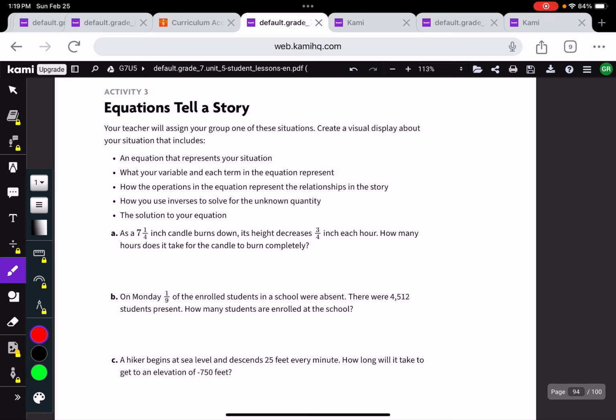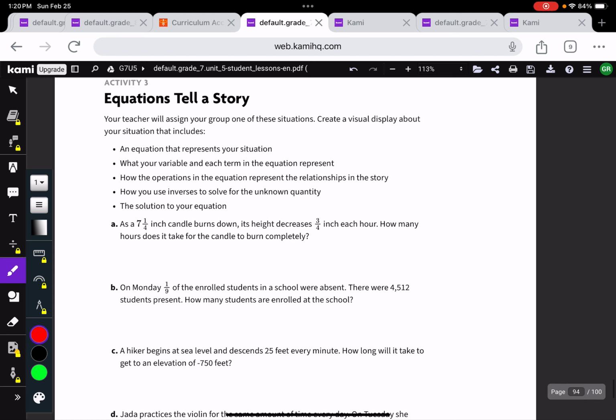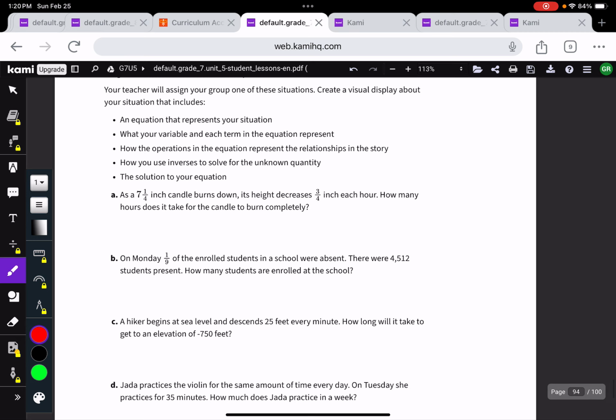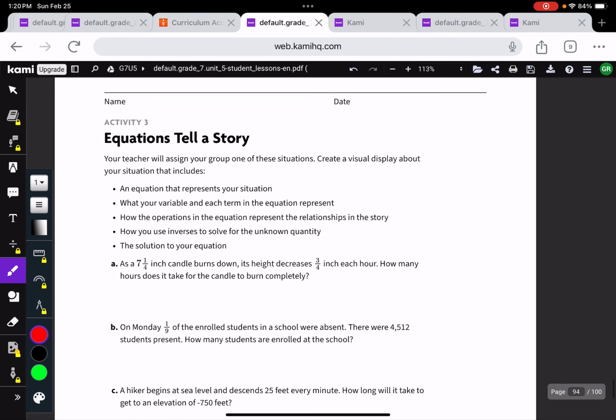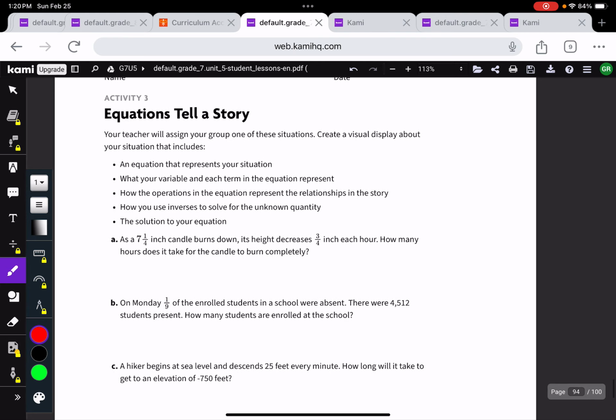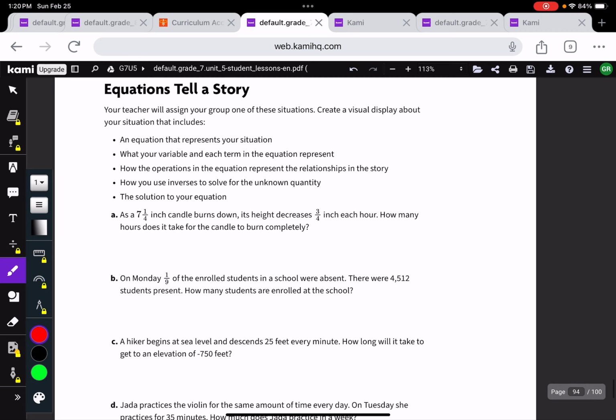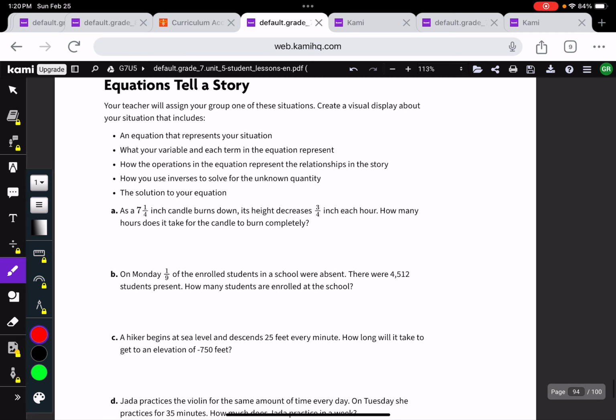And what we're doing is ridiculously important for all of 8th grade math, the rest of this year, and just about all of high school math. Let's look at activity 3, equations tell a story. Your teacher's going to assign you one of these, and by the way, I'm not. We're just going to go ahead and knock some of them out. And then we'll definitely probably do some of this more too next week when we get to it.